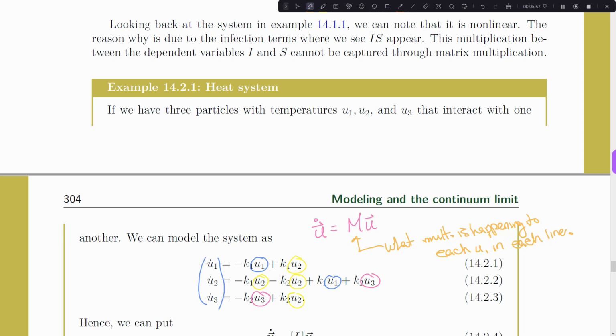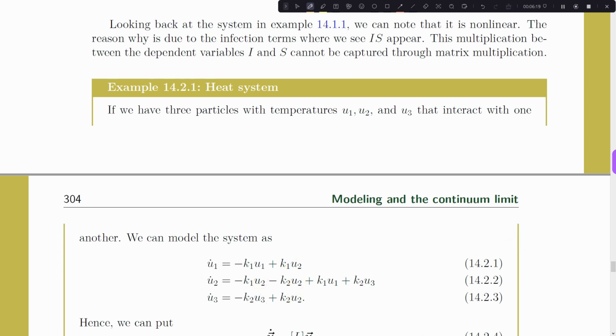So what do I mean by that? What I mean is that the matrix M is going to be the interaction of U1 on U1, the interaction of U2 on U1, the interaction of U3 on U1, and so on. So this would be the interaction of U1 on U2, of U2 on U2, of U3 on U3, etc. So what I'm going to look at now is how to develop M from that system.